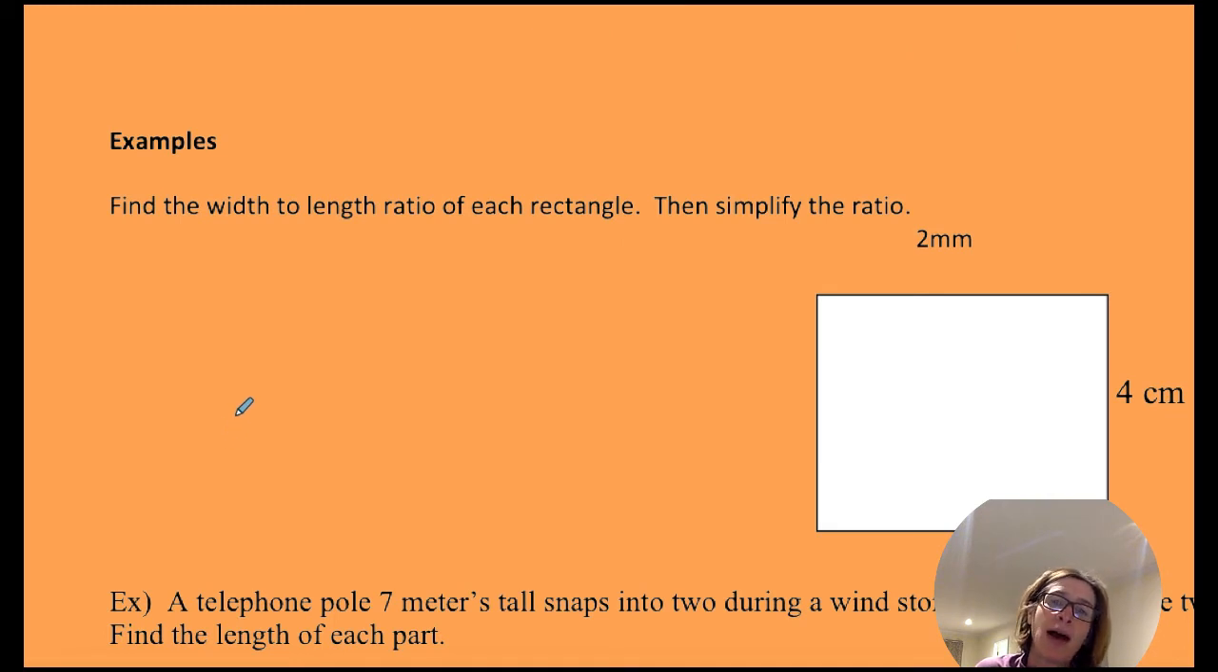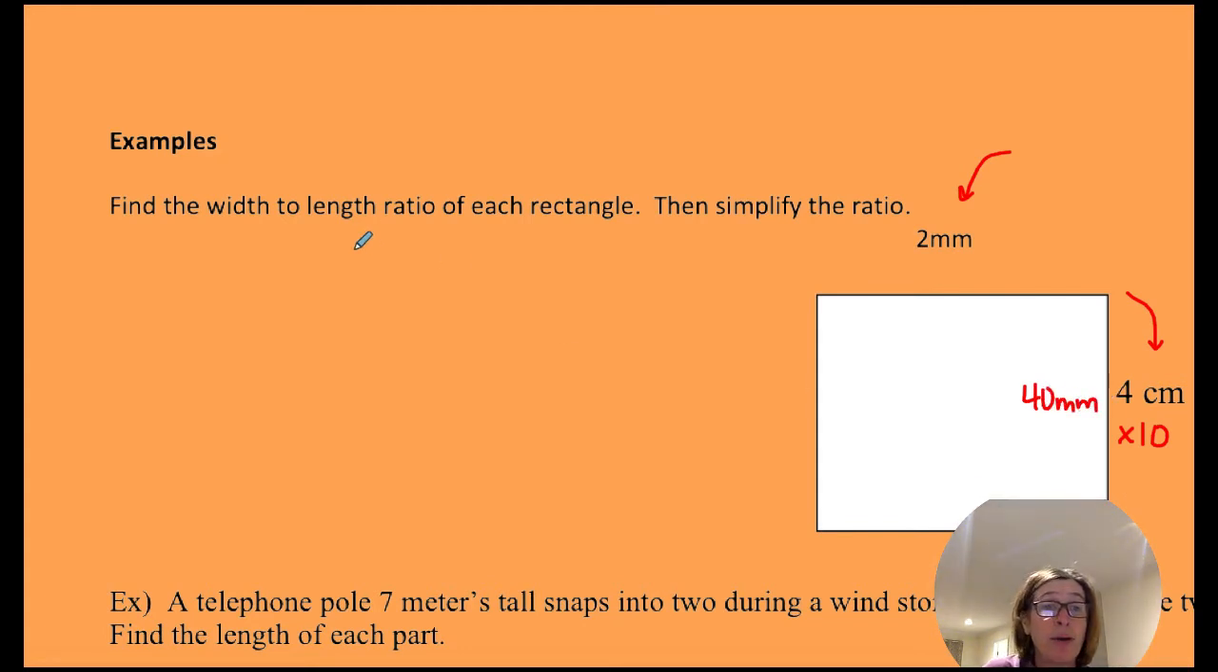So here's how you can look at ratios to compare different figures. It says find the width to length ratio for each rectangle, then simplify the ratio. The first thing you have to notice is that they are in different units. So you can't just say the ratio is 2 to 4, or width to length. You have to convert it. So I'm actually going to convert my centimeters to millimeters. I'm going to multiply by 10. So that's going to give me 40 millimeters.